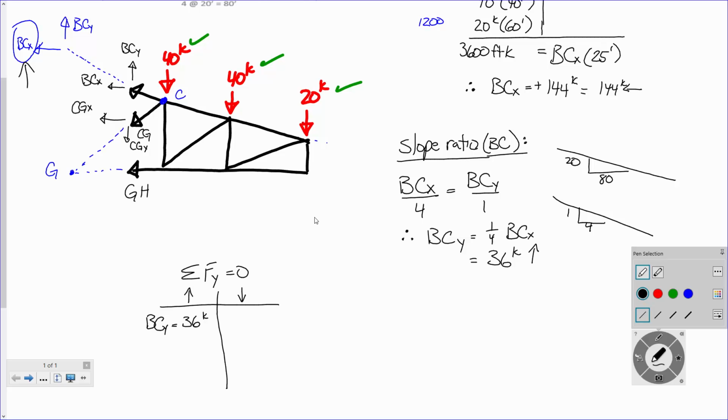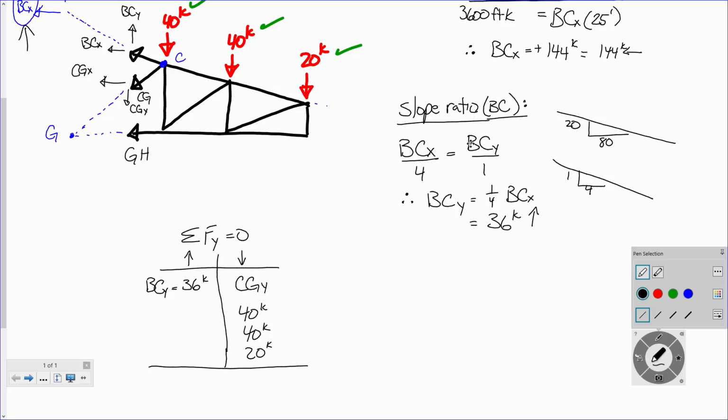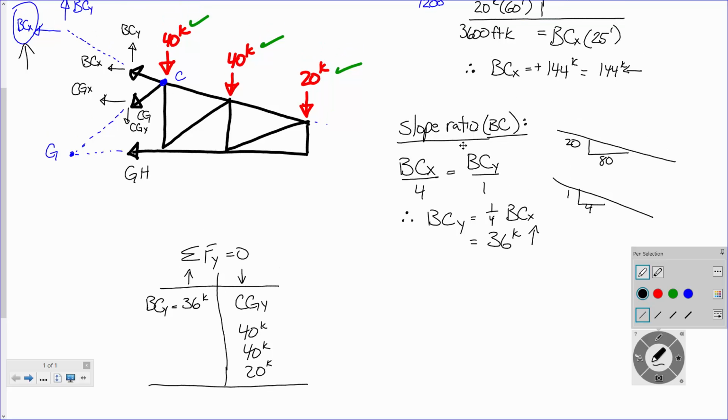All right? What about going down? I've got CGY going down. So that's CGY here. Now, I don't know what's going on with CGY. All right? What else do I have going down? Well, going down, I've got 40 kips, 40 kips, and 20 kips. Is that everything? Did I miss anything? No, I got that right here.